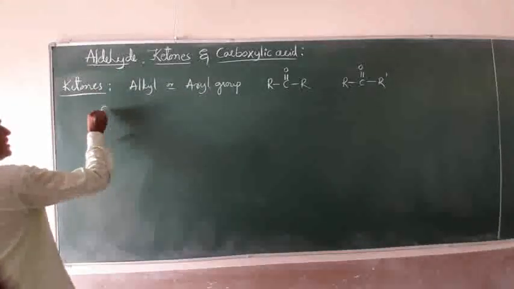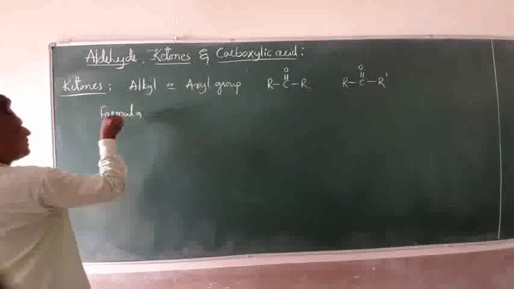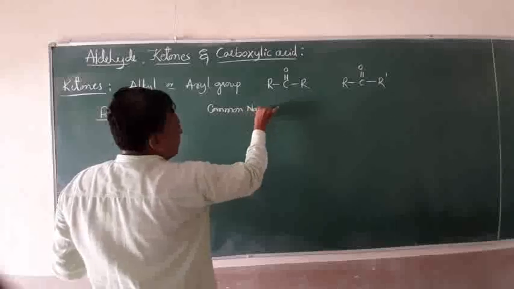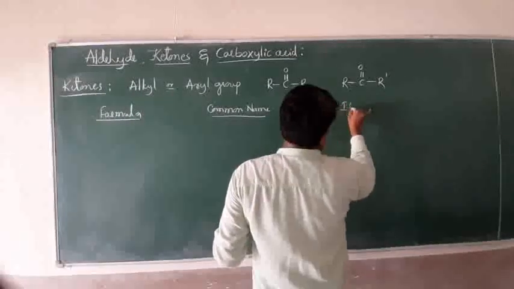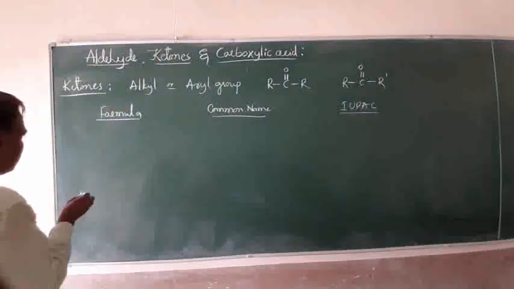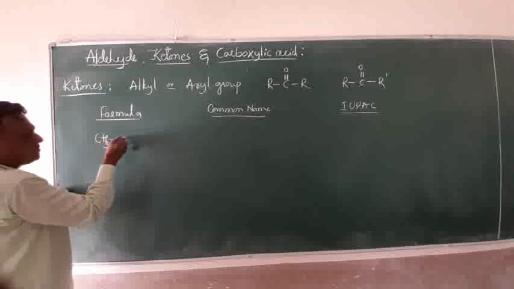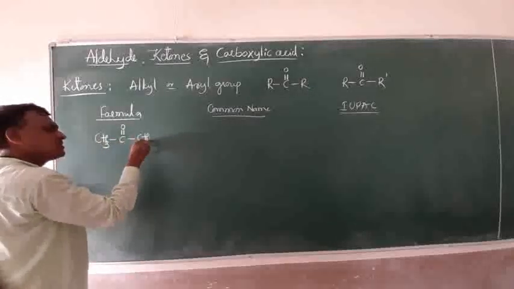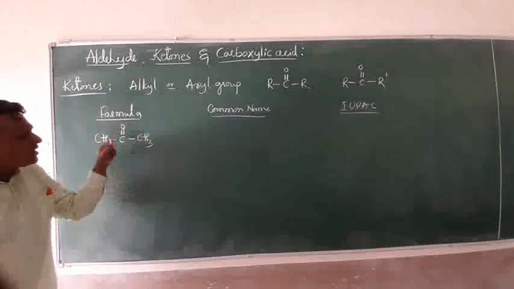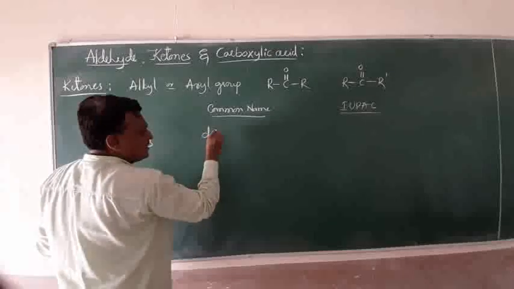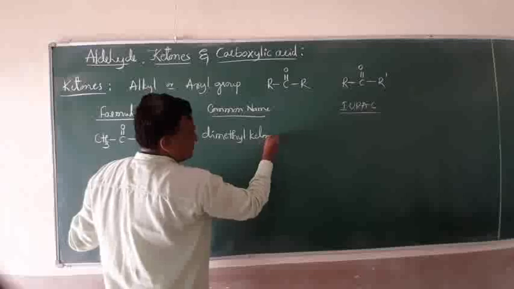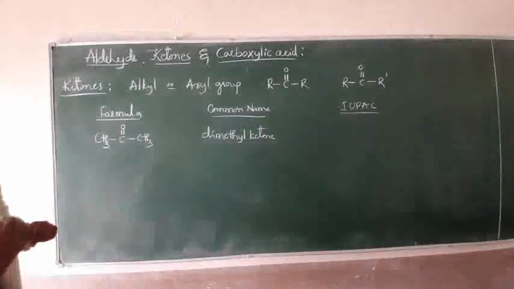Sir, how can you name this compound? In the same columns, we have the formula, the common name, and the corresponding IUPAC name. This is a simple story of this syllabus, friends. The simplest ketone in our syllabus has 2 methyl groups attached to the carbonyl carbon. The two methyls are the same, so the name of this compound is dimethyl ketone.